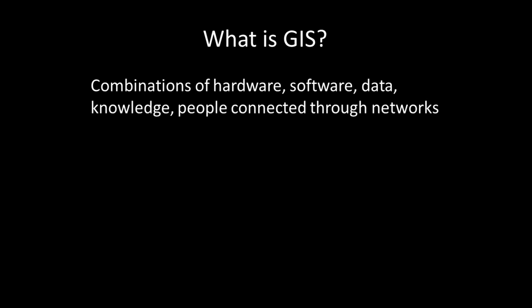To understand what a GIS is, let's first take a closer look at what the acronym means. Remove the G from GIS and you have IS, or an information system. Information systems have been defined as combinations of hardware, software, data, knowledge, and people connected through networks.